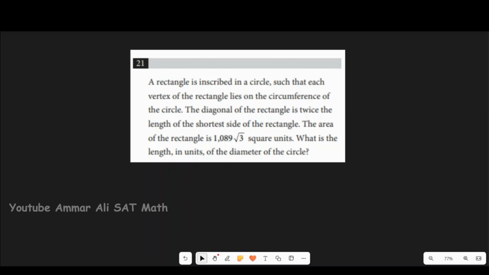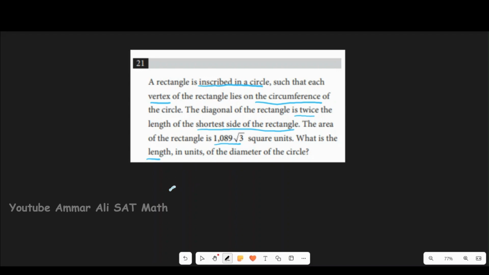This question is from the official practice test 5 from 2024, linked in the description below so you can follow along. A rectangle is inscribed in a circle such that each vertex of the rectangle lies on the circumference of the circle. The diagonal of the rectangle is twice the length of the shortest side of the rectangle. The area of the rectangle is 1089 root 3 square units. What is the length in units of the diameter of the circle?